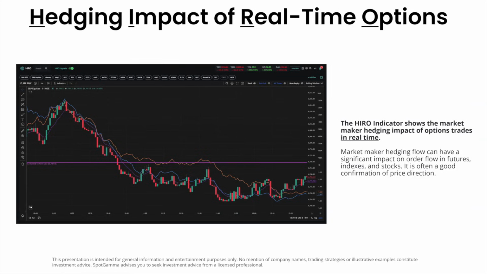The candlesticks show price for SPX. The orange line shows calls. The blue line shows puts. A rising orange line indicates traders are buying calls. A rising blue line indicates traders are selling puts, and vice versa.